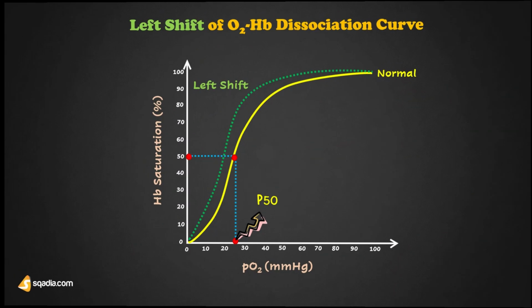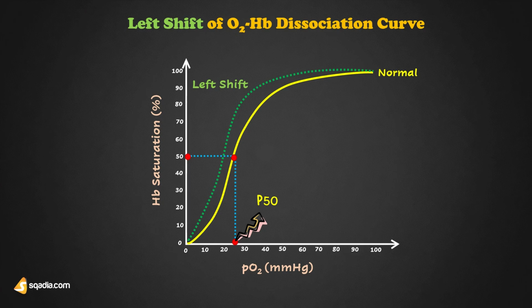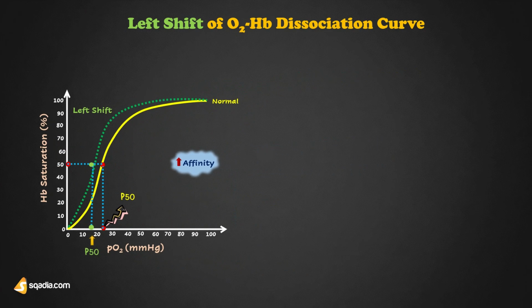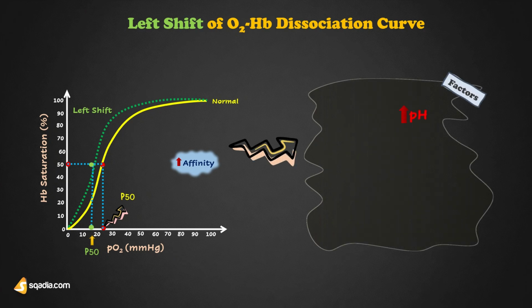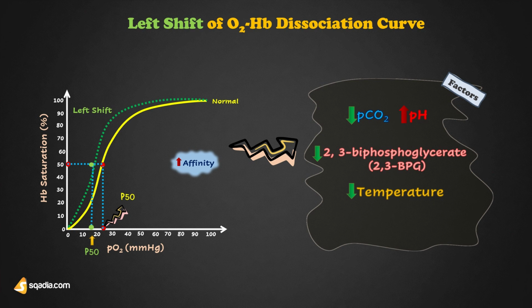Now, on the flip side, the opposite happens for the left shift of the curve. It occurs when the affinity of hemoglobin for oxygen is increased and the P50 is low. Other factors causing it are a decrease in hydrogen ion concentration and increased pH, a decrease in the partial pressure of carbon dioxide, decreased 2,3-BPG concentration, and decreased temperature.